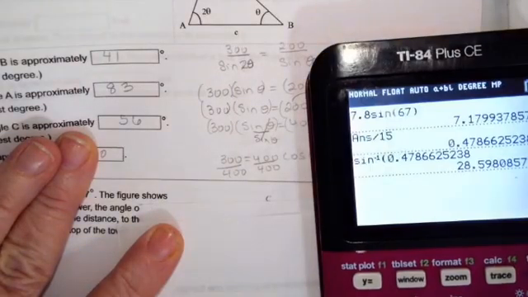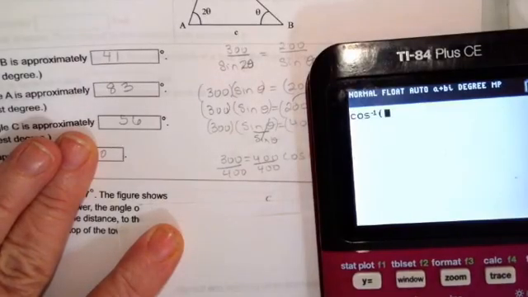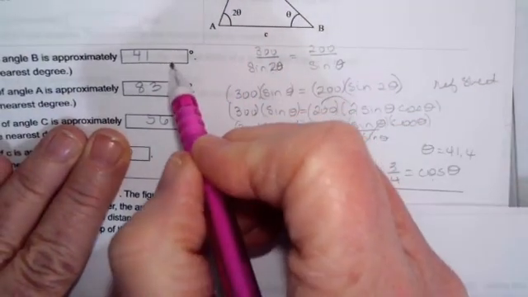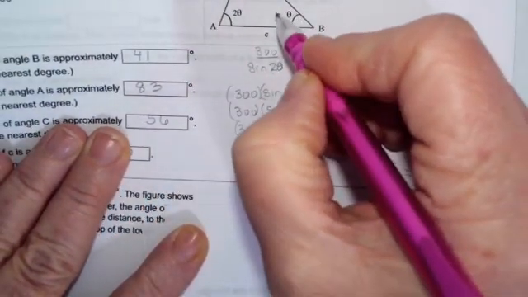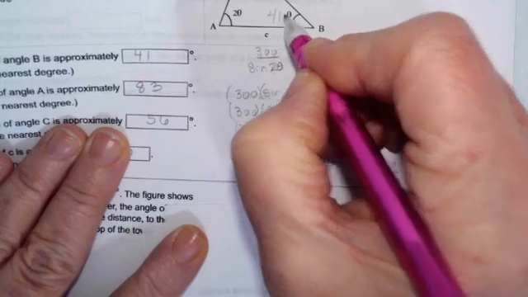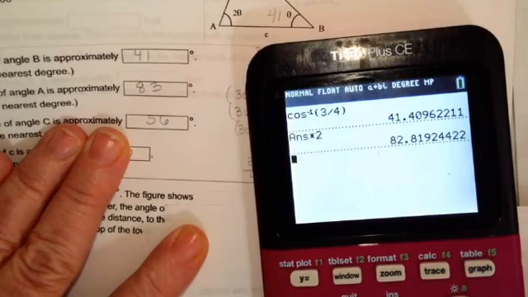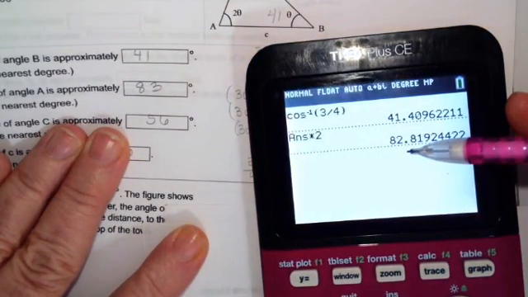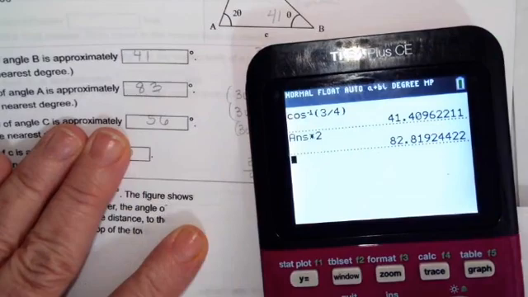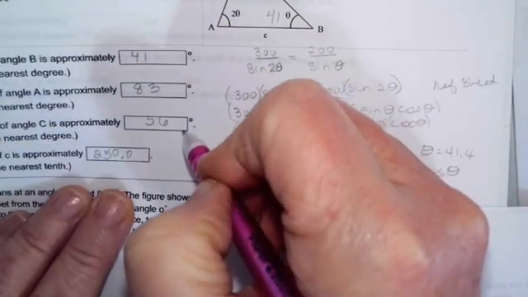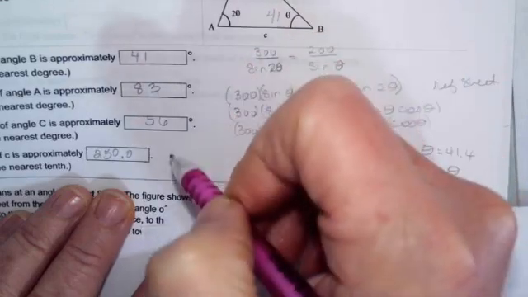So I'm going to go to my calculator, second cosine, 3/4. And I got 41.4. It says round to the nearest degree, which is 41 degrees. So theta is 41 degrees. Now I'm going to double what's on my calculator and round this to the nearest degree, which is 83 degrees. And then from there, I can subtract from 180, and I find that the other missing angle is 56.